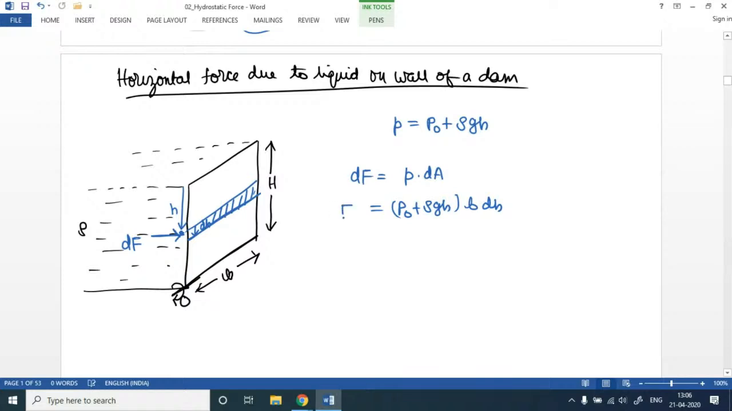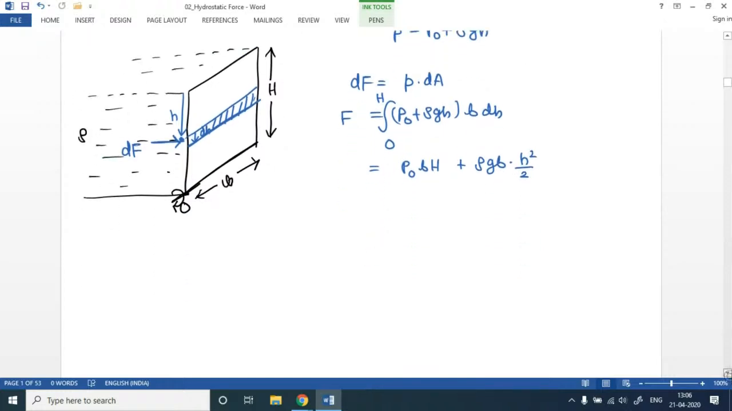So the net force will be the integral of this from 0 to h. When you calculate, there will obviously be two terms: one would be P naught into b into h, and the other term would be rho g b into h square by 2. Rho g b into h square by 2.